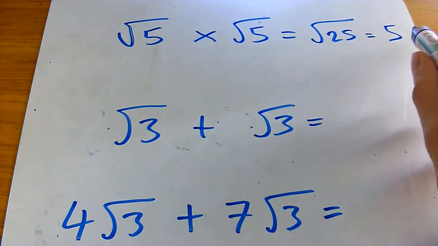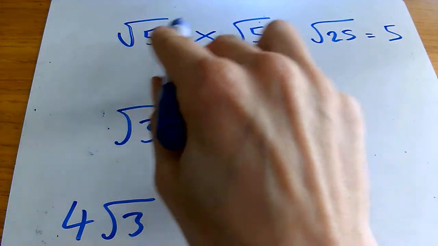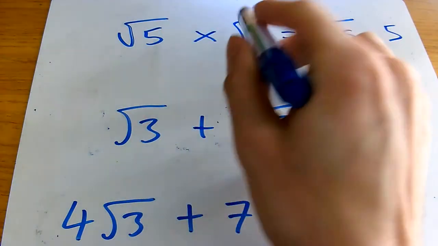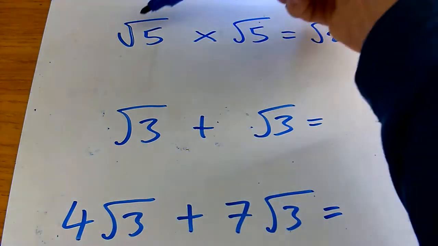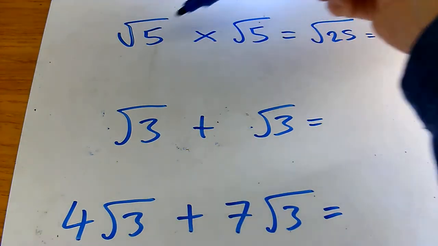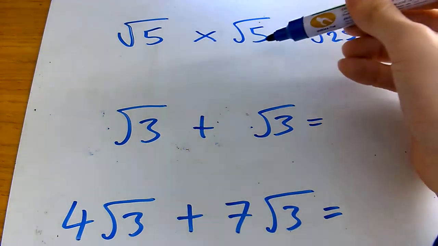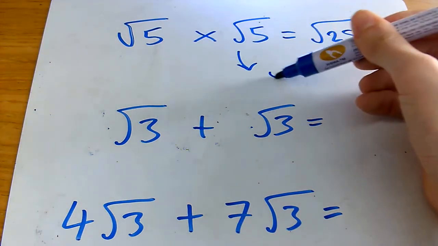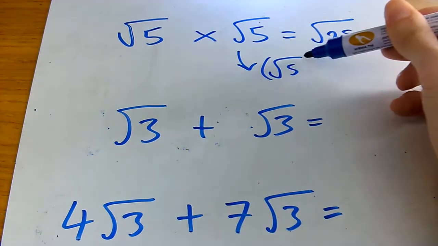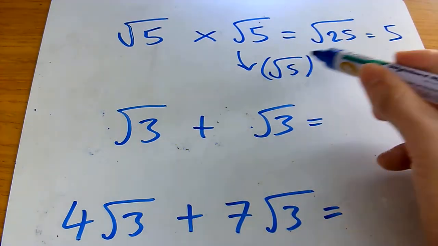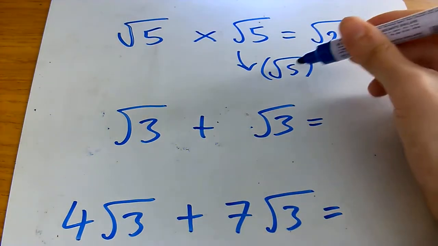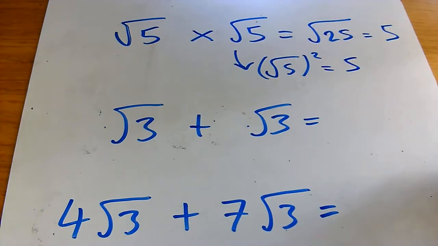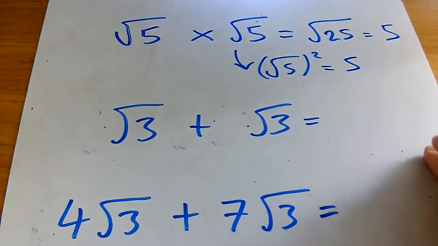You could have got there more quickly by realising that if you're squaring a square root, remember squaring means just multiplying by itself, that's going to undo the square root. So another way of seeing this question would be root 5 squared. And because squaring and square rooting are opposites, they're just going to undo each other and you get 5. It's a very important rule for surds.